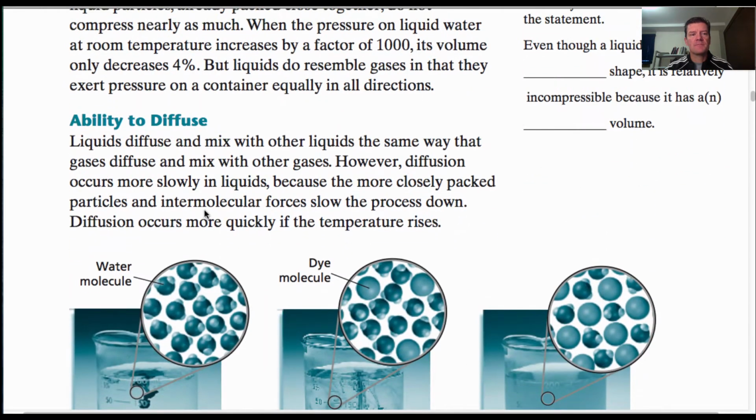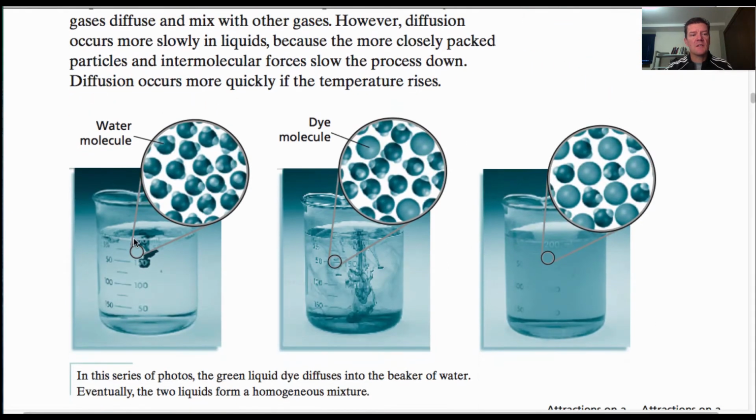Okay. How about diffusing? Remember, diffusing is the ability to mix because of the random motion. Well, liquids can diffuse as well. If you take water, here's a beaker of water, and you put another particle in there, another liquid particle. This is a dye. It has colors in it.